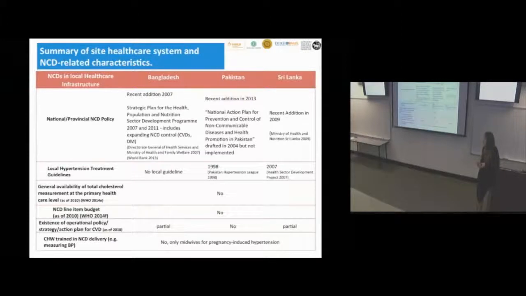If we look at the local high blood pressure treatment guidelines, many of these countries will not have any, and the ones that they have are fairly dated. Pakistan will have one from 1989. I mean, it's very, very dated, right? Likewise, they don't know how to address comorbidities. They really don't have a plan. Do the budgets have a line item for prevention? There isn't one. And so obviously, because these are all either recent additions or they really don't know, there is no operational plan.